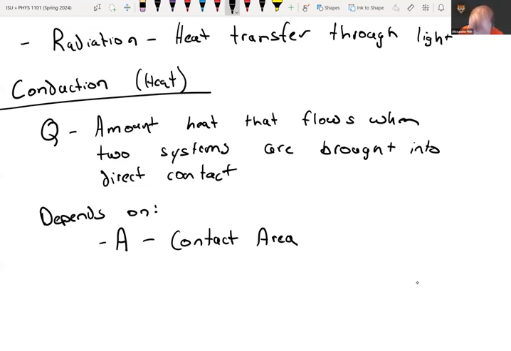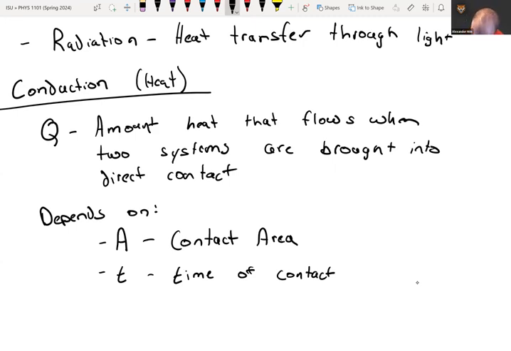Another thing that is relevant is the time of contact. In the case of a house in the cold, it's perpetually in contact. You can't really break the contact. But if you're talking about heat conducting from a stove through a pan into some food, then you get more heat into the food if you leave it in contact longer. You cook it longer, you get more heat into the food.